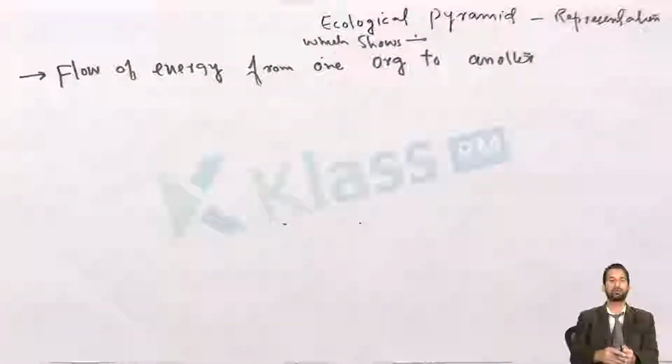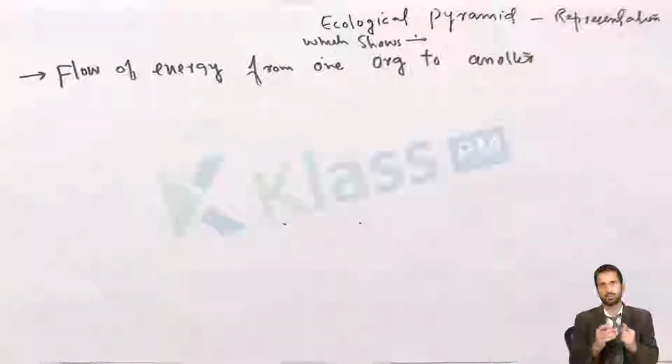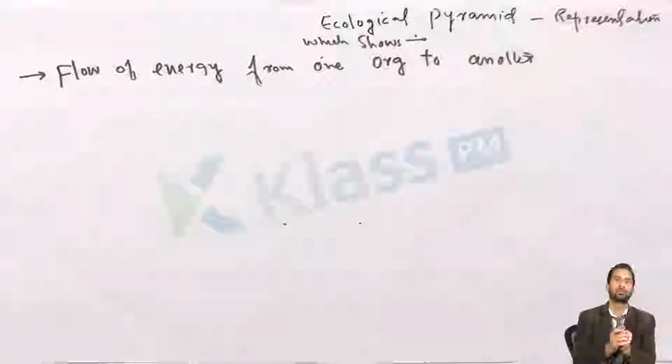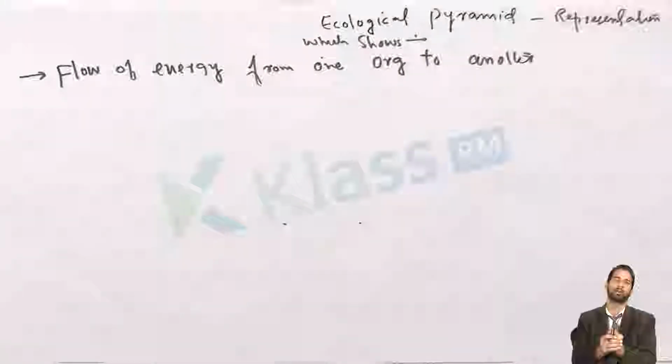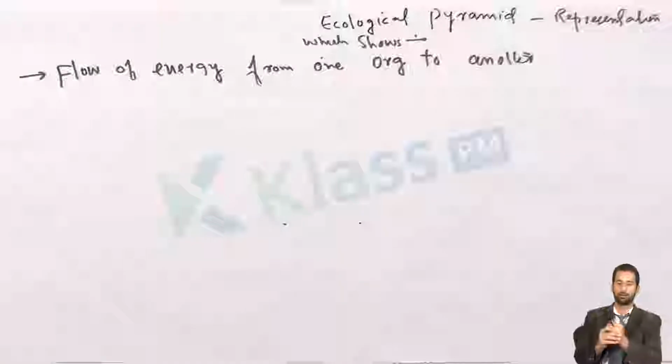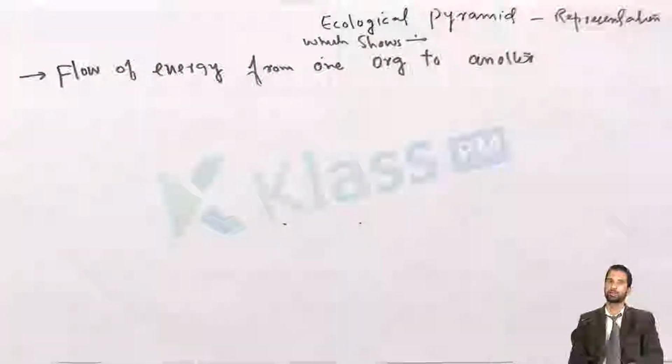In the previous videos we have discussed what energy flow is, how energy flows from a low trophic level to a high trophic level, and all other aspects regarding energy flow and different aspects of the environment. In this video, we will discuss the representation of the energy in the environment, how it can be diagrammatically represented, and these are collectively called ecological pyramids.